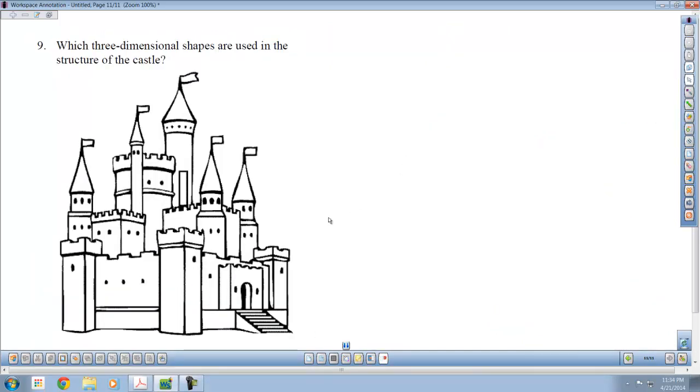Number 9 gives us this three-dimensional castle and asks us to pick out some three-dimensional objects that we've learned about this year or in this unit. I think what I'm going to do is write down all the ones we've studied, and then we're going to see if we can pick any of them out. So we learned about prisms. We learned about cylinders. Right?